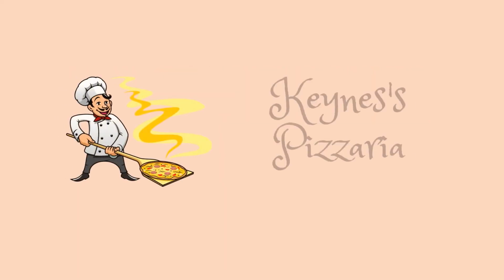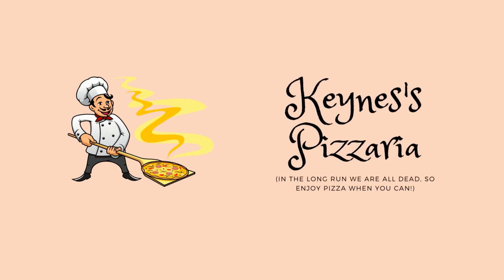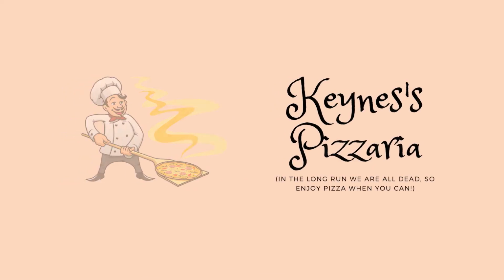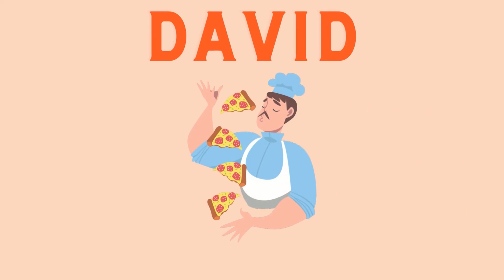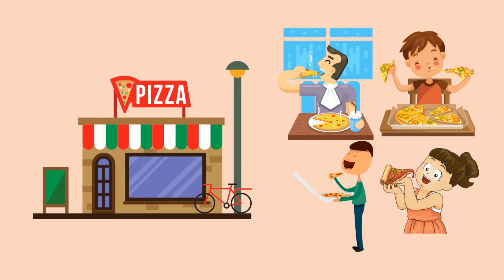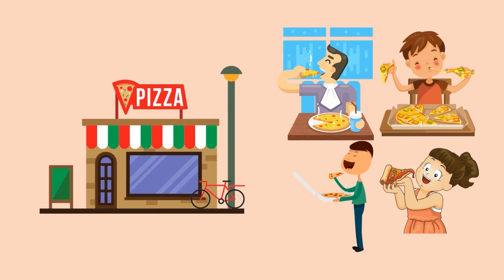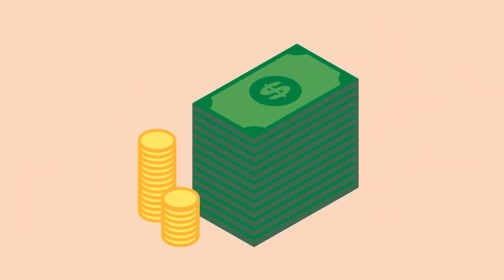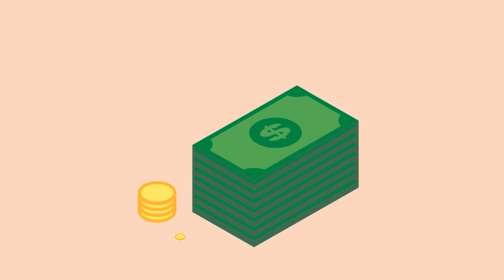We have Keynes here who wants to start his own pizzeria. He hires his first worker, the young and skillful David. The pizzeria becomes a local sensation. Every age group, from kids to adults, love the pizza, and this is also good news for Keynes because that means he's earning a lot of revenue. Let me show you a table that would provide you a better understanding of this topic.